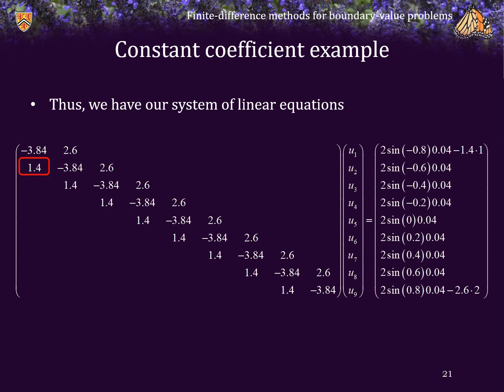Now, here we have p, and p occupies each of the entries of the subdiagonal. Here's the entry q, and it appears on the diagonal, and the entry r, which appears on the superdiagonal. In the right-hand vector, there we see twice the forcing function evaluated at each of the x values from x1 through x9 times h squared, which in this case is 0.04. Additionally, we had to subtract off p times the left-hand boundary value, which was 1. And here we had to subtract off r times the right-hand boundary value, which in this case was 2.